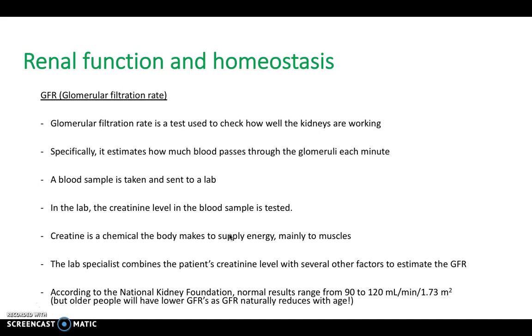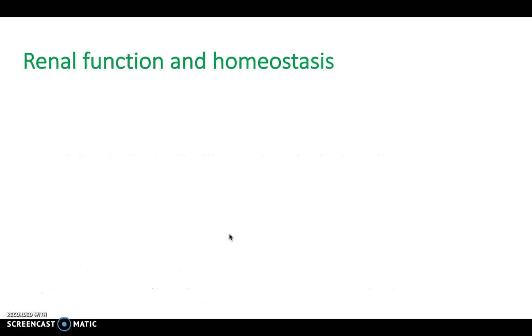Normal results for GFR tend to be above 90, and we can graduate as this decreases. We can term this chronic kidney disease in terms of how much the GFR has reduced by. So it's a good measure of CKD. Bear in mind as well that older people will have naturally lower GFRs because GFR naturally reduces with age, and so maybe you wouldn't be as worried if an older person's GFR was lower than a younger person's.